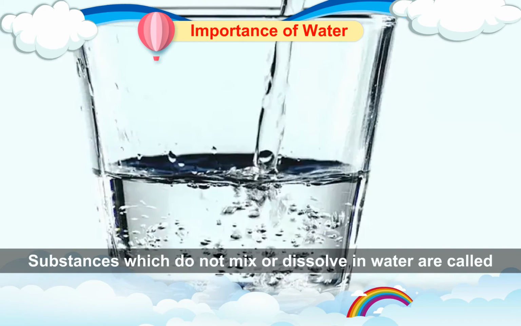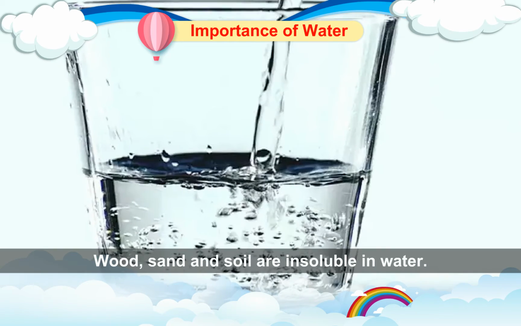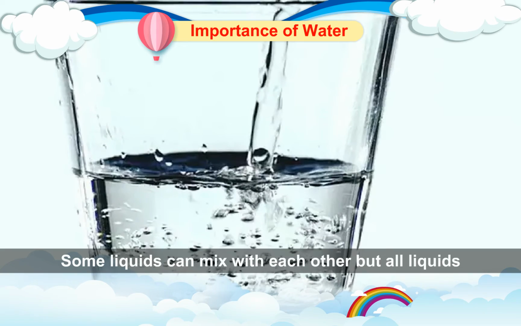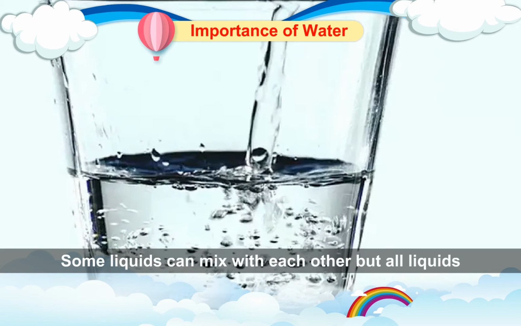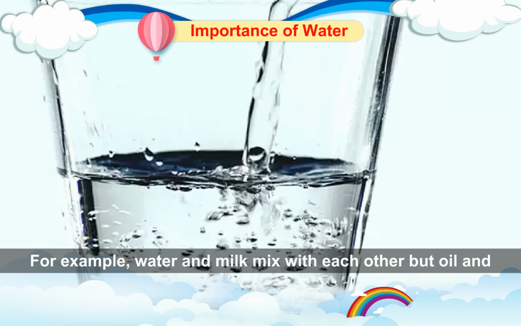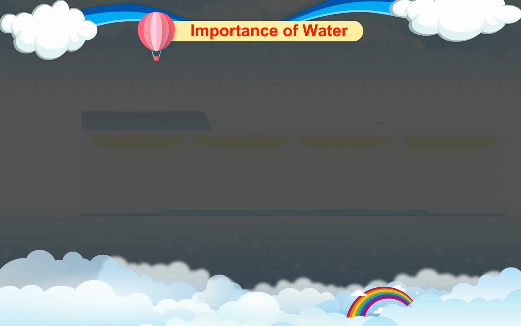Substances which do not mix or dissolve in water are called insoluble substances. Wood, sand, and soil are insoluble in water. Some liquids can mix with each other, but all liquids cannot mix. For example, water and milk mix with each other, but oil and water do not mix with each other.